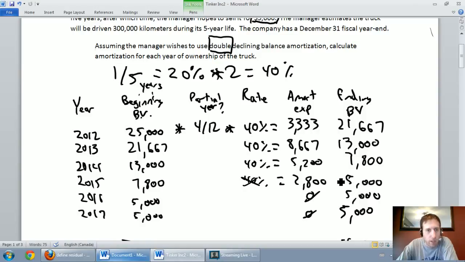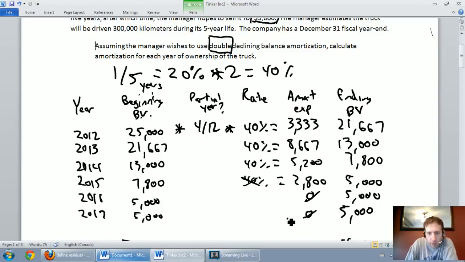In this case, we stopped in 2015. That was our final year of amortization. After that, if we're still using the asset and we still think it can be traded for $5,000 or sold for $5,000, we just keep it on the books at $5,000. This is called double declining balance method, and as you can see, it's a very accelerated amortization method.